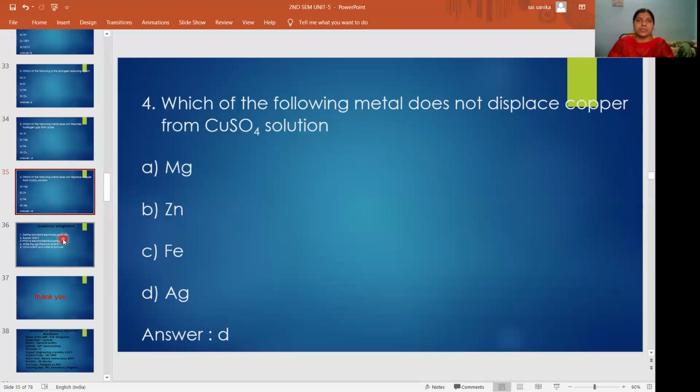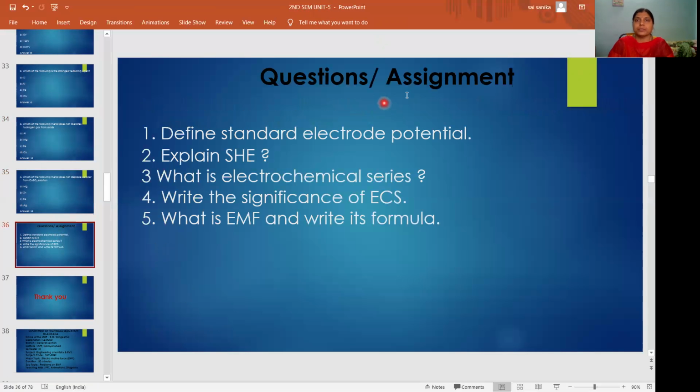Then come to questions or assignment. So what type of questions? Direct questions: define standard electrode potential, explain SHE, that is standard hydrogen electrode or normal hydrogen electrode. What is electrochemical series? What is the significance of electrochemical series? And what is EMF, and write its formula. So this type of questions you will get from this topic.